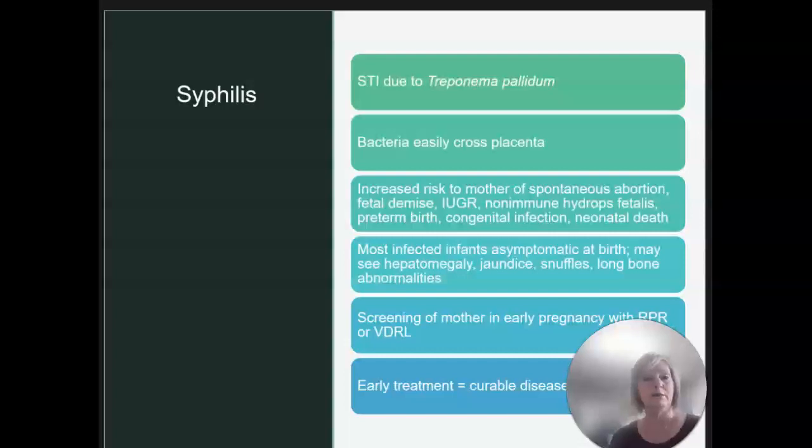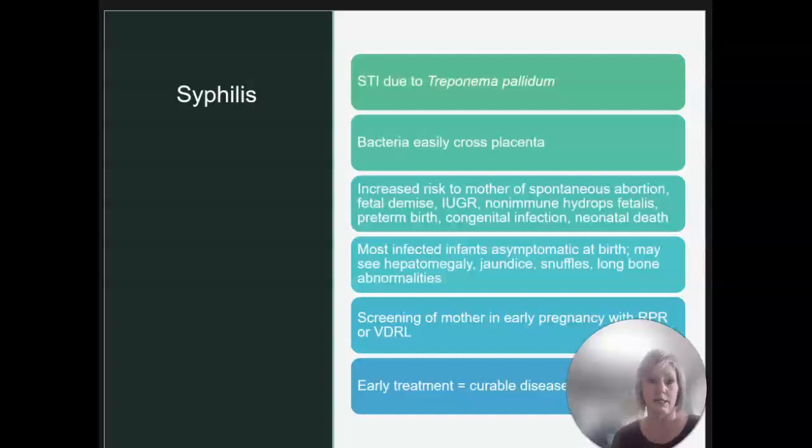Most infected infants are asymptomatic, so they don't have any symptoms. We might see a few things like jaundice, the sniffles, long bone abnormalities that we would start to see on ultrasound. We're going to screen those moms. It's called an RPR or a VDRL. RPR is what most people will know it by, and we're going to screen them at about their first prenatal visit, and we're going to screen them again at about 36 weeks.